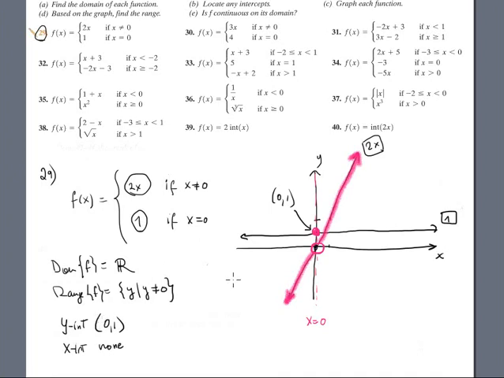And is f continuous? Of course, it's discontinuous. How do you know if it's continuous or discontinuous? When you can draw the graph without lifting the pencil from the paper, it's continuous. In this case, you have a hole here, and you have a jump here. So it's obvious that this is discontinuous.